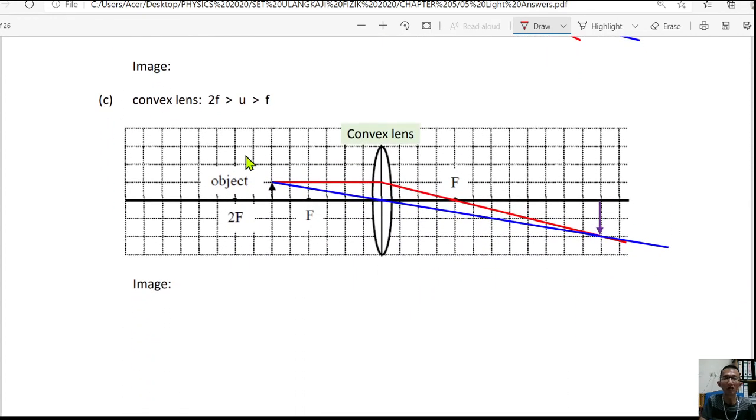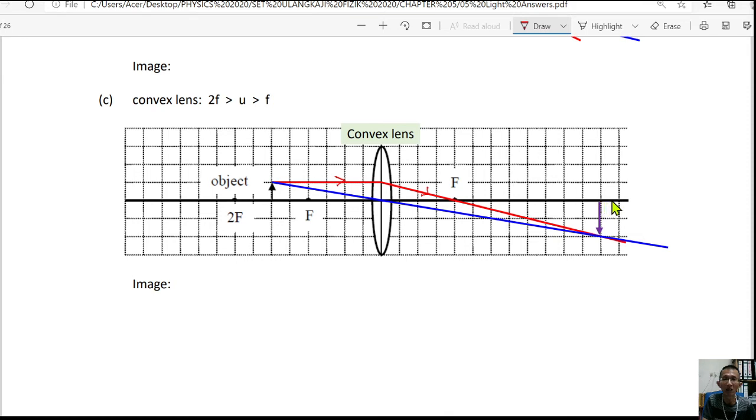We're just doing the same thing. We draw the red line parallel to our principal axis and then go through our focal point. Okay, done with the red line. Now the blue line from the head of the arrow going through the optical center. It will just go straight, no deviation. And then next, find where the red line and the blue line intersect. So it intersects here. So here is the head of the arrow, the foot on the principal axis.